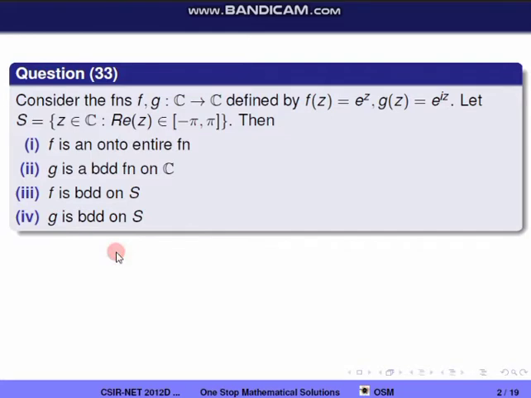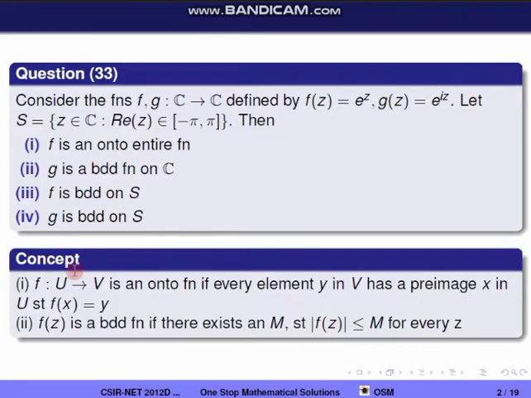So first of all, we'll look into the concepts used. F from U to V is an onto function if every element in V has a preimage in U such that f of x equals y. F is a bounded function if there exists an M such that mod f of z is less than or equal to M for every z. So now we'll move on to the question.